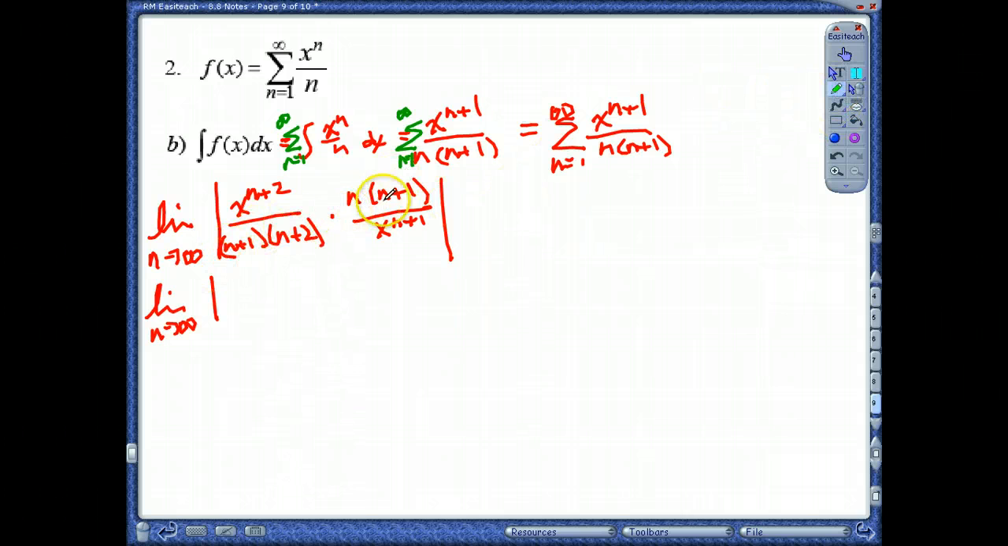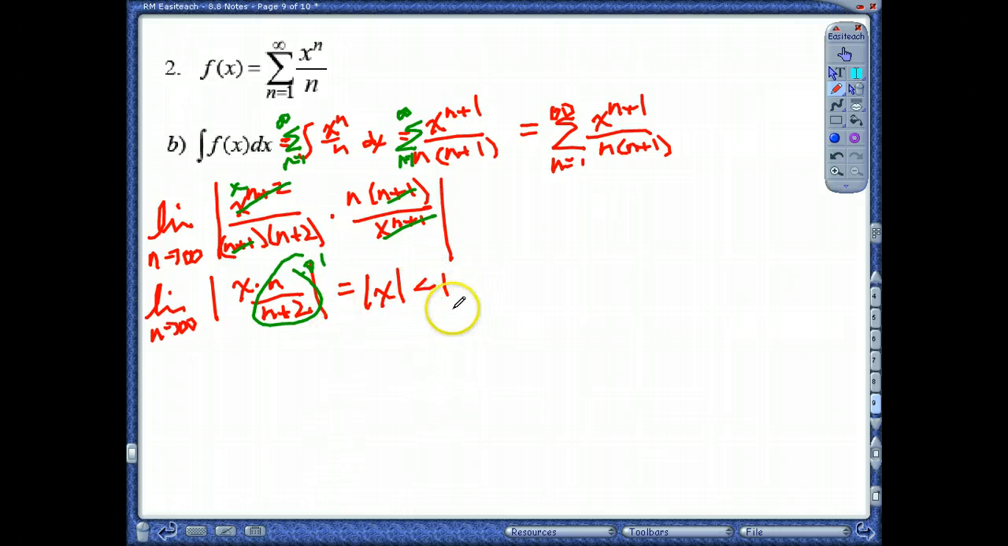And then I do have an x left on top, so all of that will cancel and leave you with an x up there. So that will be x times n over n plus 2. Okay, so when I take that limit, all of this is going to 1. So I end up with the absolute value of x, and I'll be interested in knowing where this is less than 1 because I want to know where it's convergent. So once again, we're looking at -1 to +1.